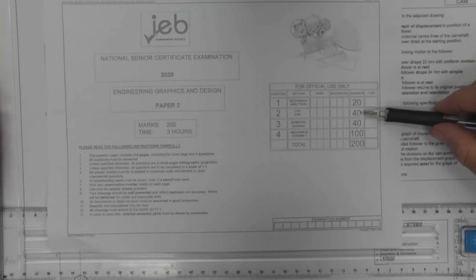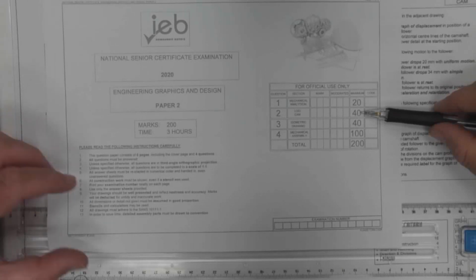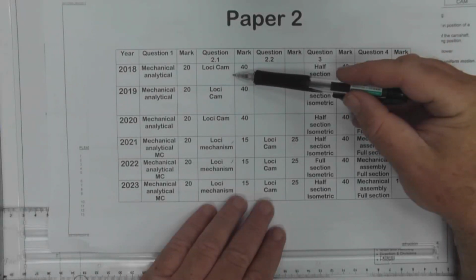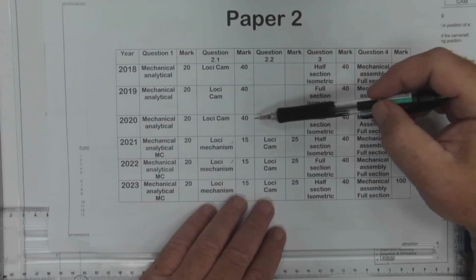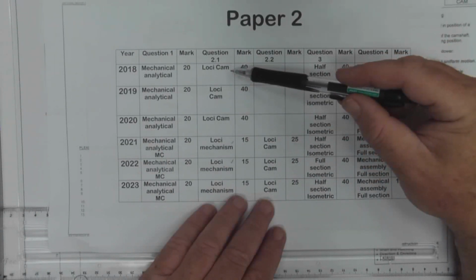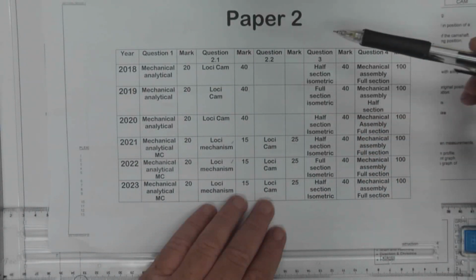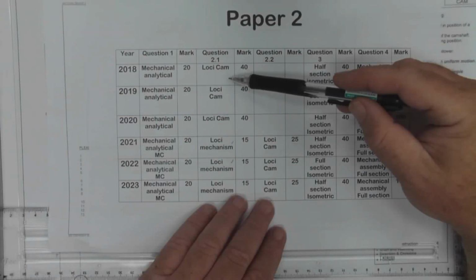So that does mean there are more marks allocated to your displacement graph, which means you need to know all the different types of motion, which you should do anyway. That is uniform motion, simple harmonic motion, and uniform acceleration and retardation. So you need to expect that those will all come up, and when you analyze the papers, the 2018, 2019 and 2020 papers only had a CAM.